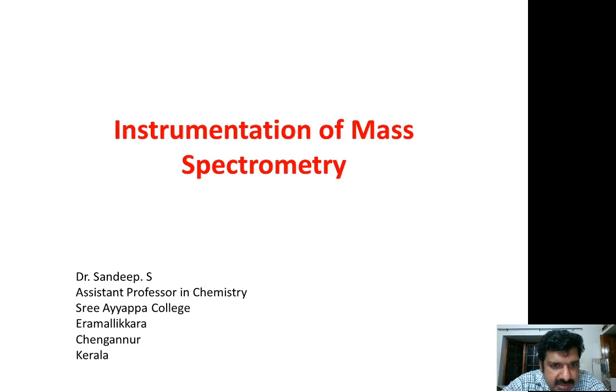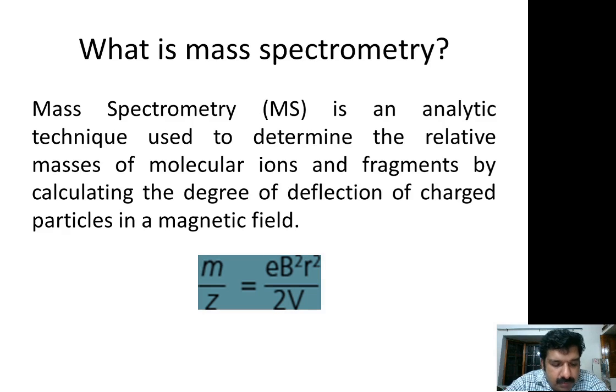Today, I am going to discuss the instrumentation of mass spectrometry. Before going to discuss the instrumentation part, we have to know what mass spectrometry is. Mass spectrometry is a well-known analytical technique used to determine the relative masses of molecular ions and fragments by calculating the degree of deflection of charged particles in a magnetic field.